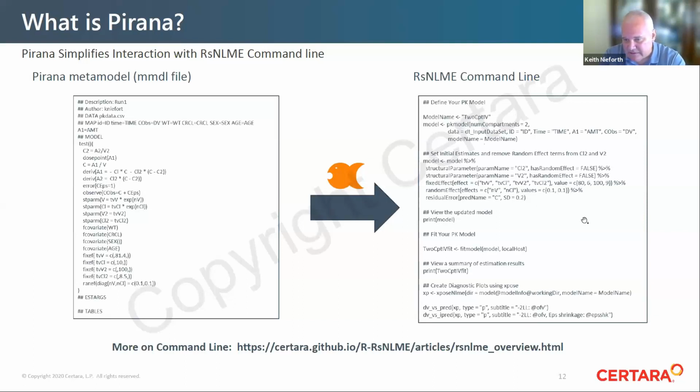And this is just an example of what RsNLME command line looks like. You define a model. Here you're using an R function to do this, but we provide a GUI that I'll show you to do that. Set initial estimates, fixed effects, random effects, fit your model, and then run some diagnostics. There's much more on the command line and our vignettes that we're continuing to build out. You see a link here, and I won't open that right now because we'll take a look at that a bit later.